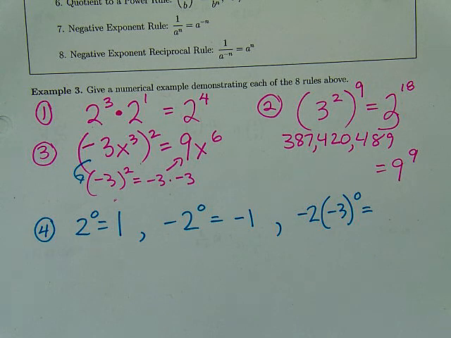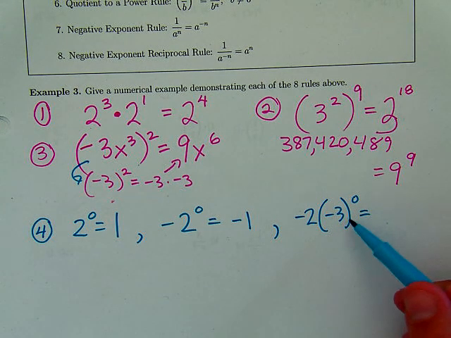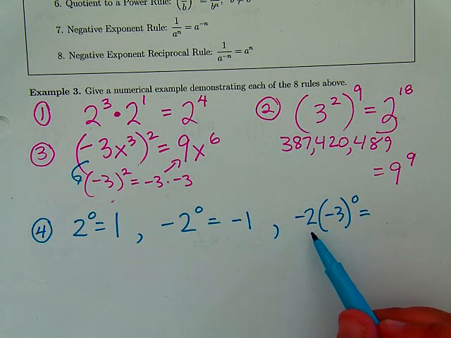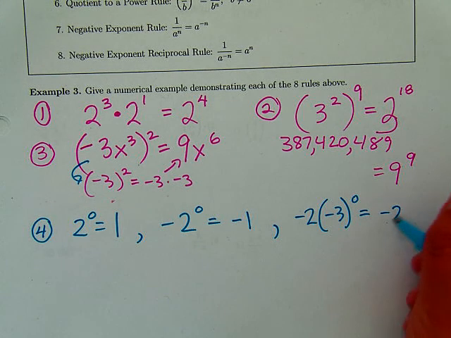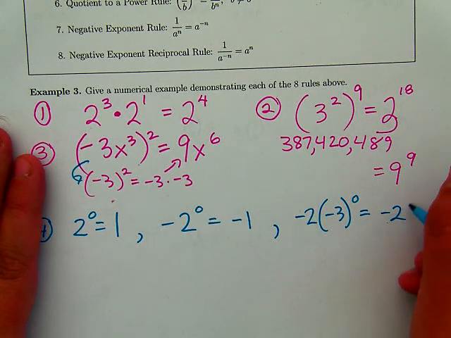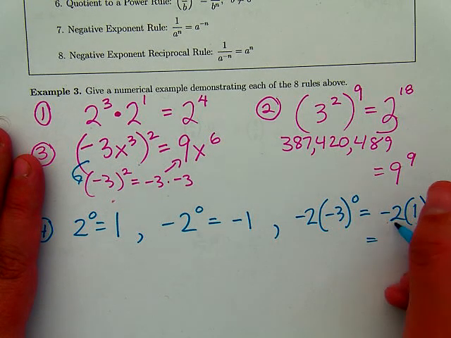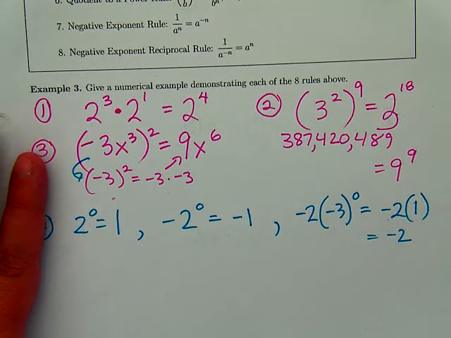So in order of operations, we always do our exponent first. The 0 power makes that 1. 1 times negative 2 is negative 2. So let me slow it down. Negative 3 to the 0 power becomes 1. Negative 2 times 1 is negative 2.